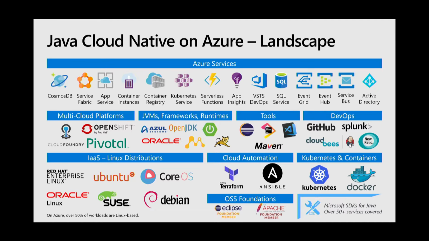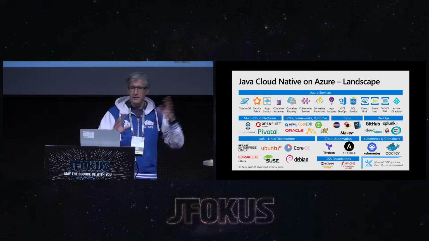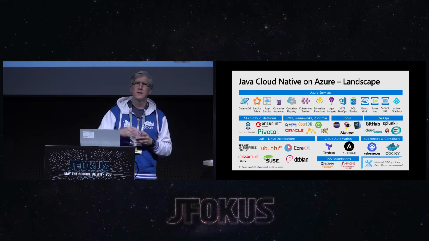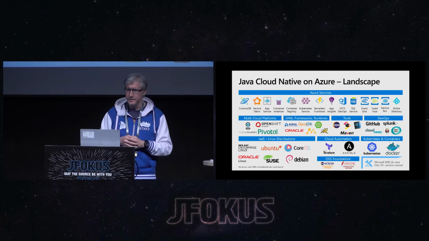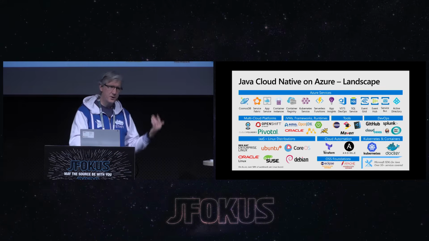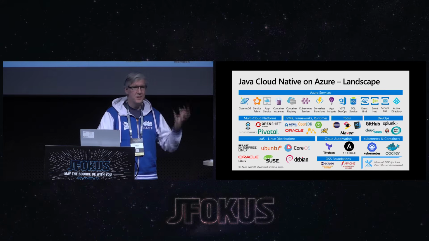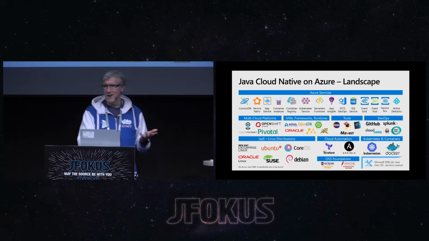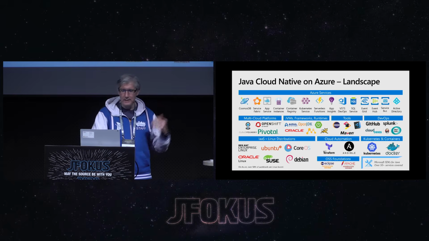Pivotal Cloud Foundry is another multi-cloud platform, but that one is not as forward-looking, I think, as OpenShift is. Even though OpenShift itself is quite old and was originally based on a completely different technology than Kubernetes, now it is a Kubernetes implementation.